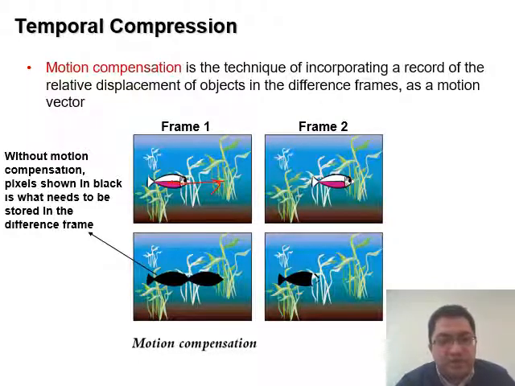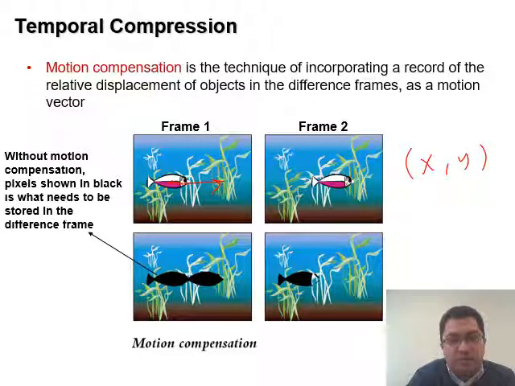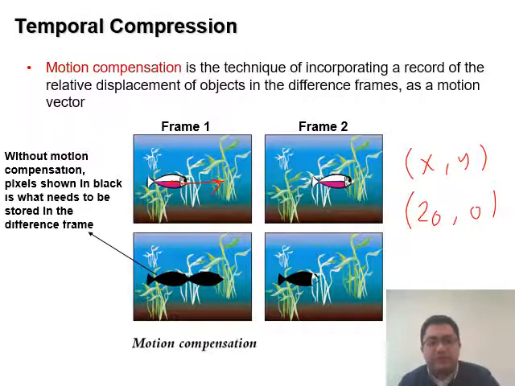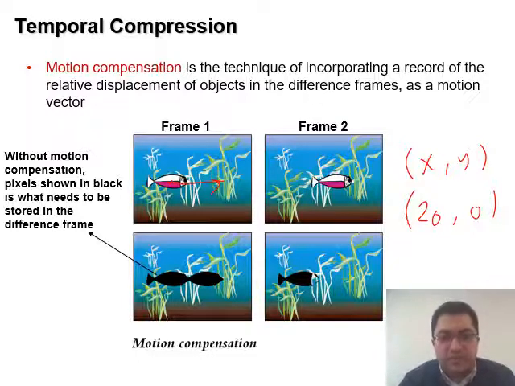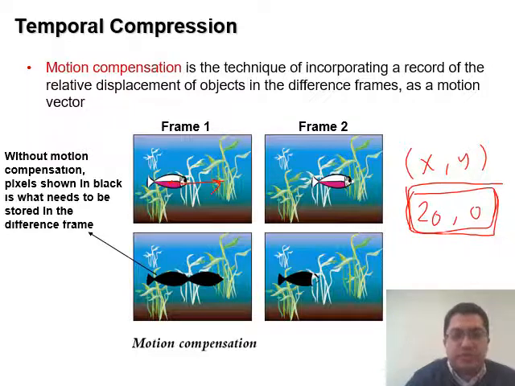So we can just save that vector, and if the fish is an object, then that vector would be just an x and y. So for example, if x is the x coordinate, y is the y coordinate, it seems that the fish has moved horizontally, so there is no change in y, but x, for example, would be 20. It's like you move 20 pixels to the right. So you can store just these two numbers. Okay, this is called the motion vector.